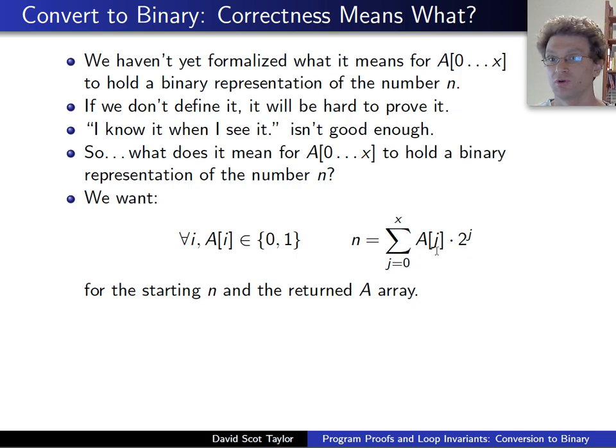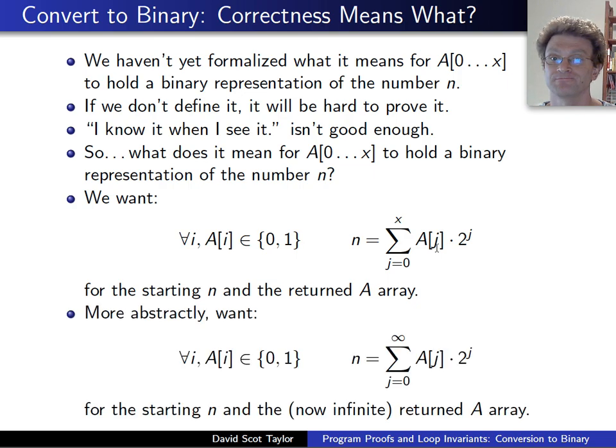So if A of 0 is 1, we expect that to represent a 2 to the 0 term within n. And if A of 5 is 1, we'd expect there to be a 2 to the 5 term within the binary representation of n. Okay? If we want to be a little bit more abstract and not worry about the size of A, we can just imagine that we have a full infinite array A, initialized to be 0 everywhere. And if we sum up the terms of this infinite array A, taking them to be powers of 2, they should still sum up to the value of n.